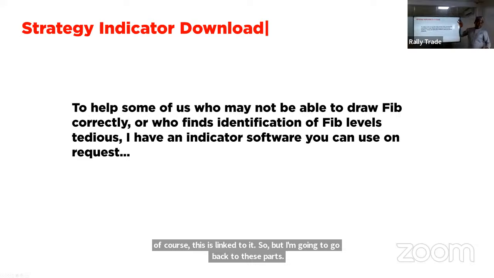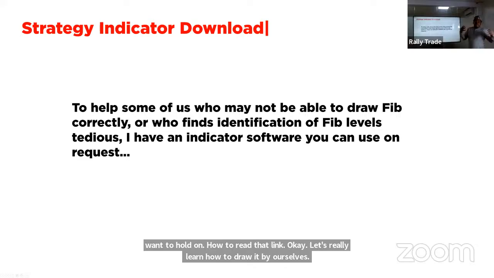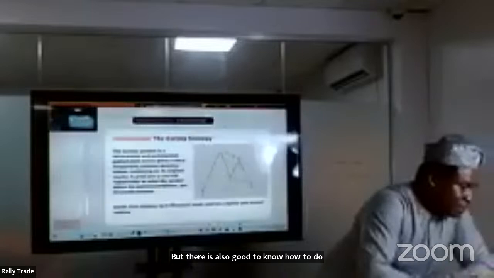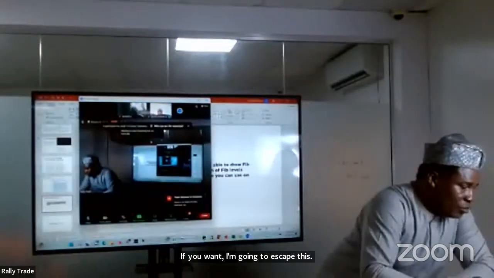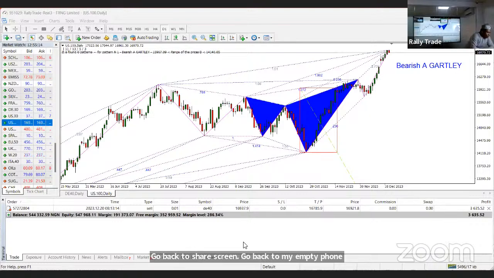Let's quickly learn how to draw it by ourselves. Then we'll go back to the link and use the indicator to show us, because it's good to also be using software, but it's also good to know how to draw it. So let's go to drawing the Fibonacci. I'm going to escape this, go back to share screen, go back to my MT4. Okay, now we can see it.